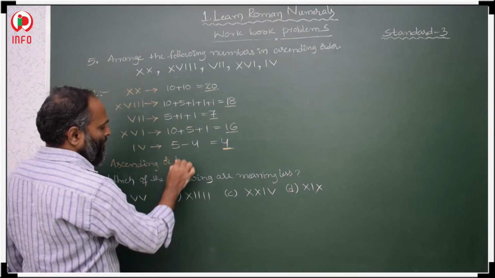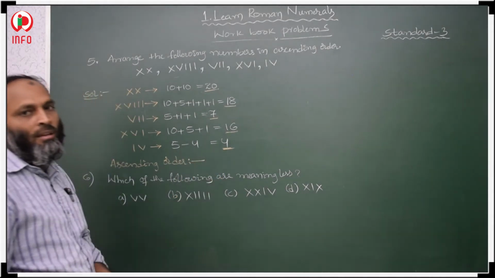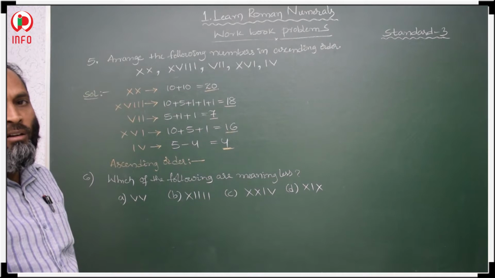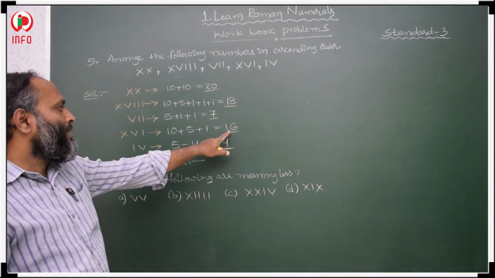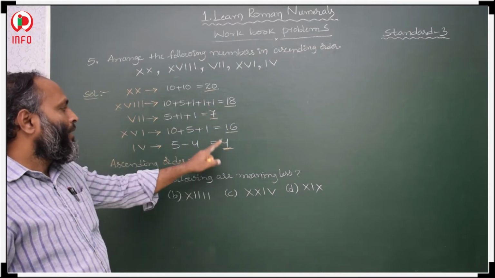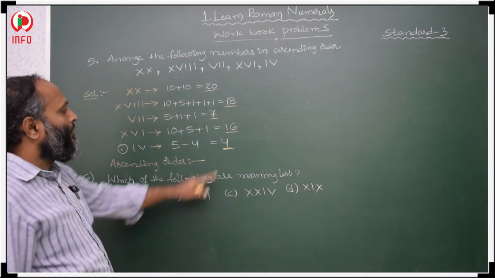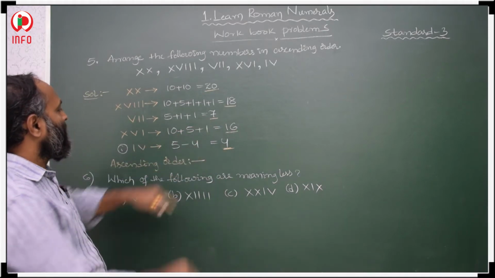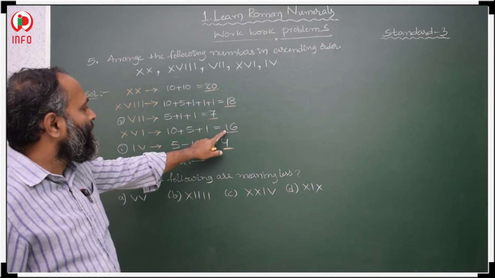Ascending order means increasing order. Increasing order means from smaller to bigger. So 4, 16, 7, 18, 20. 4 is the smallest, so this comes first. And after 4, 7 will come. This is in second place. And then after 7, 16 will come. This is in third place.